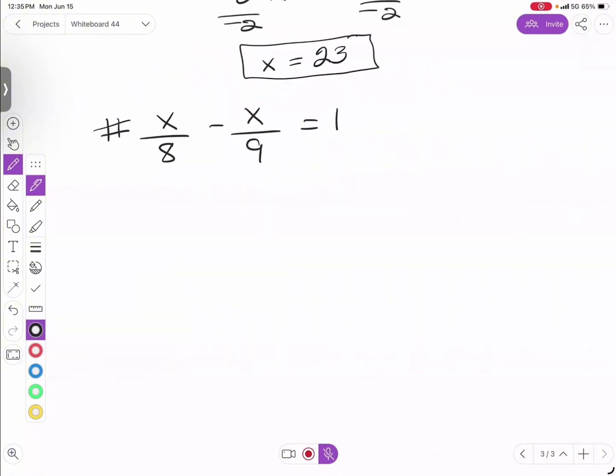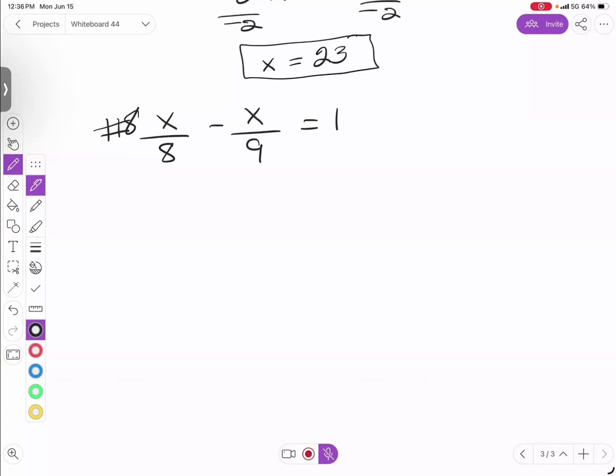Okay. What is a common multiple for 8 and 9? For 8 and 9, try again. Common multiple? Yeah, because we need a common denominator, right? So we have to have something that 8 and 9 can be divided into.